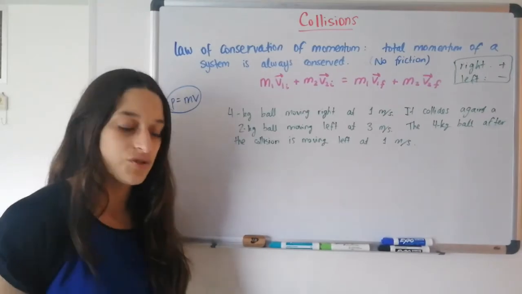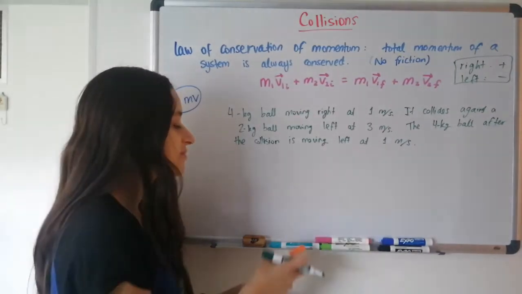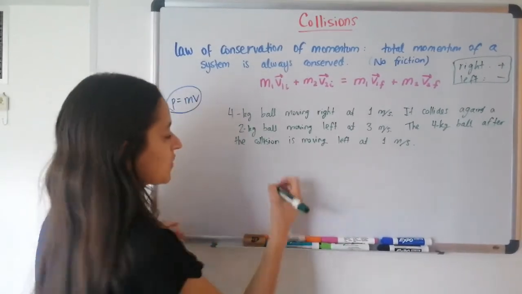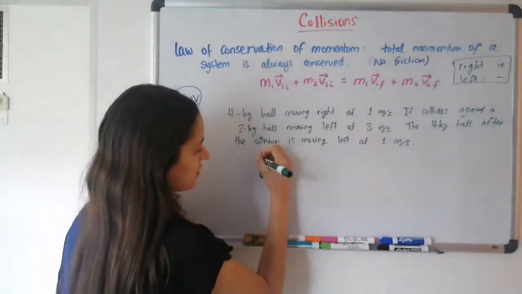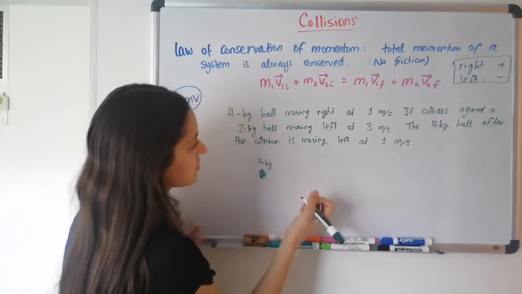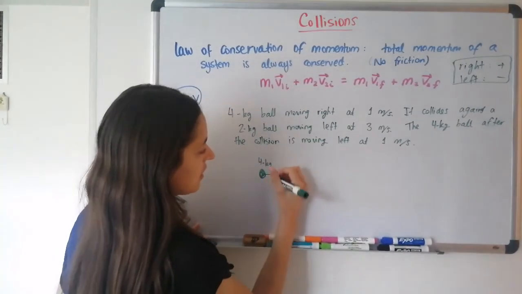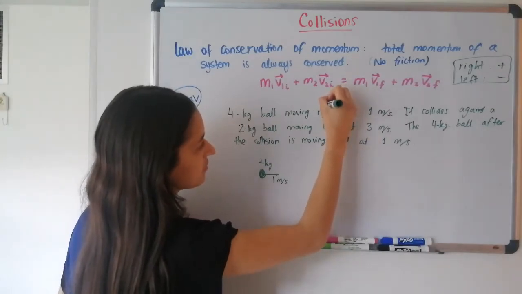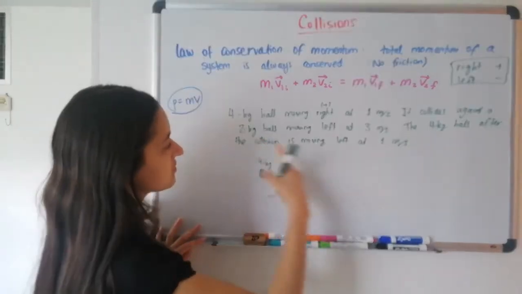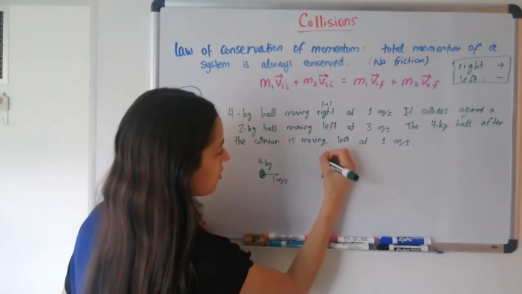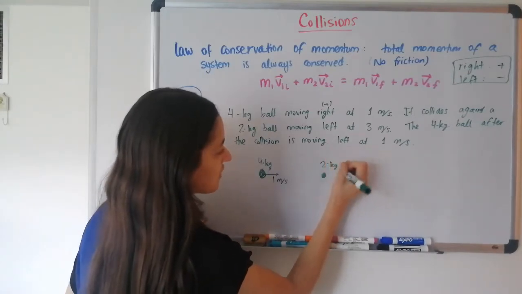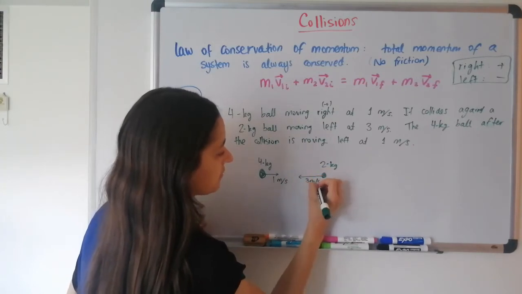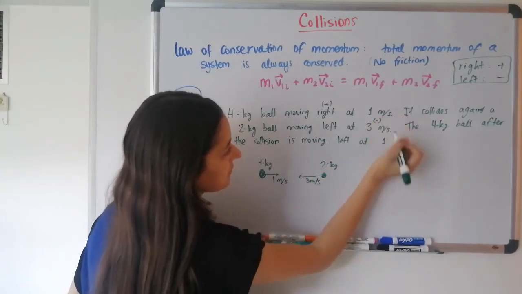So the first thing I do when I'm trying to solve these kinds of problems is draw the situation to make sure that I have all the variables. So we have a 4 kilogram ball, which is this one, 4 kilograms, and it's moving right at 1 meter per second. Right means it's positive. And it collides against a 2 kilogram ball, so it's a smaller ball, that is moving left at 3 meters per second. So left is negative.